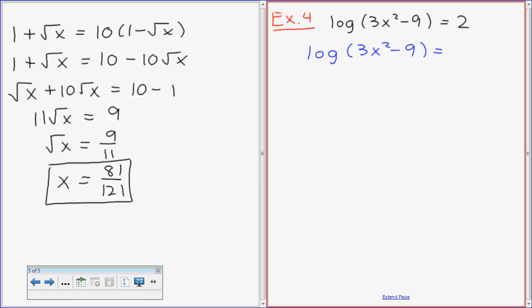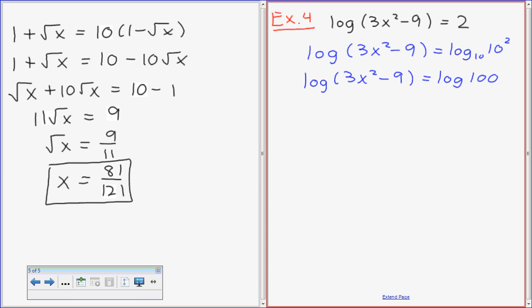Log 100. Log 100. Now I'm going to write it as this. But 100 is correct. The reason where the 100 comes from is right there. Okay, 10 squared is 100. So that's going to be log of 3x squared minus 9 equals log of 100.